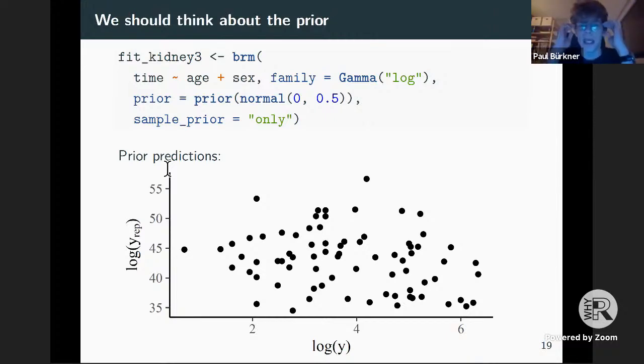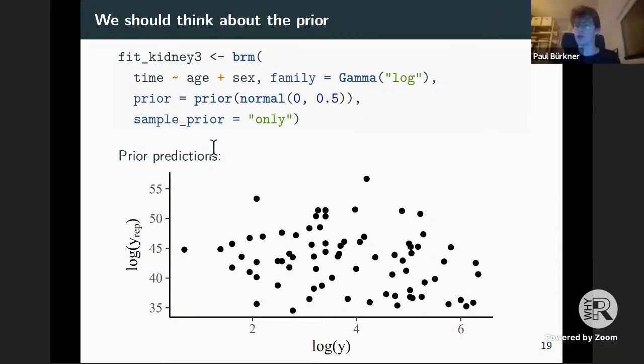For example, we could specify a normal prior with mean 0 and standard deviation 0.5 on our regression coefficients. This is the third line here. We're using the prior argument in BRMS to do so. And since we just want to look right now at what kind of predictions the model would make if it hadn't seen the data, but only had the prior, we're setting sample priors only.